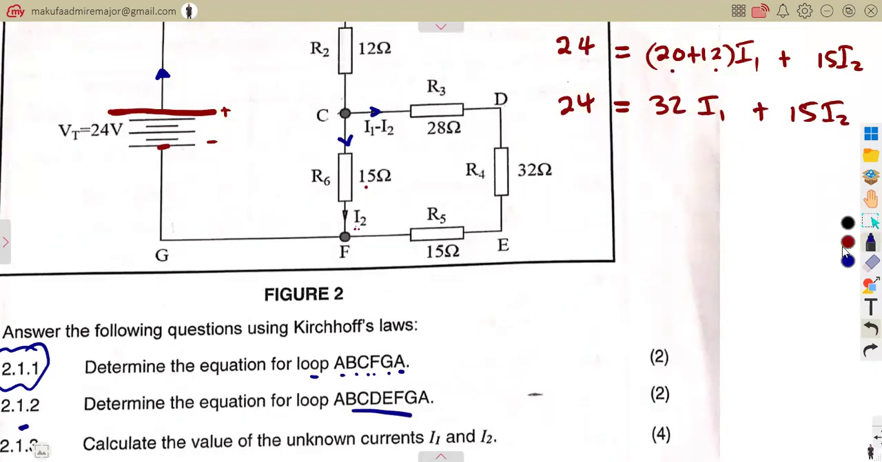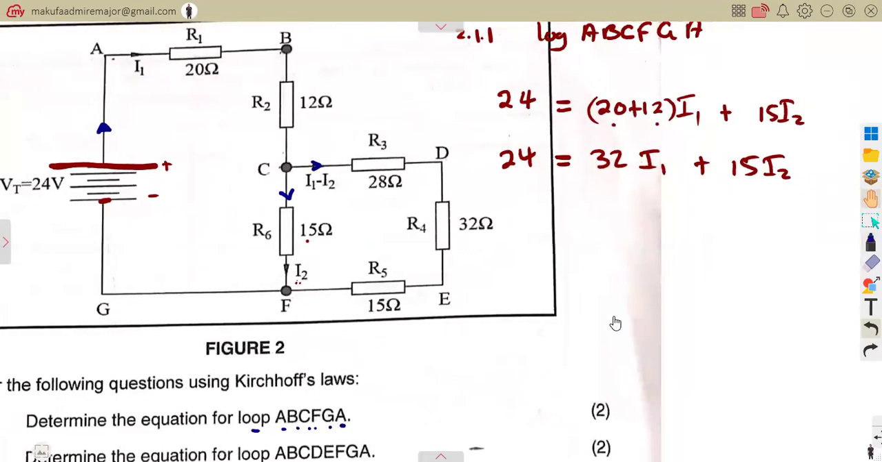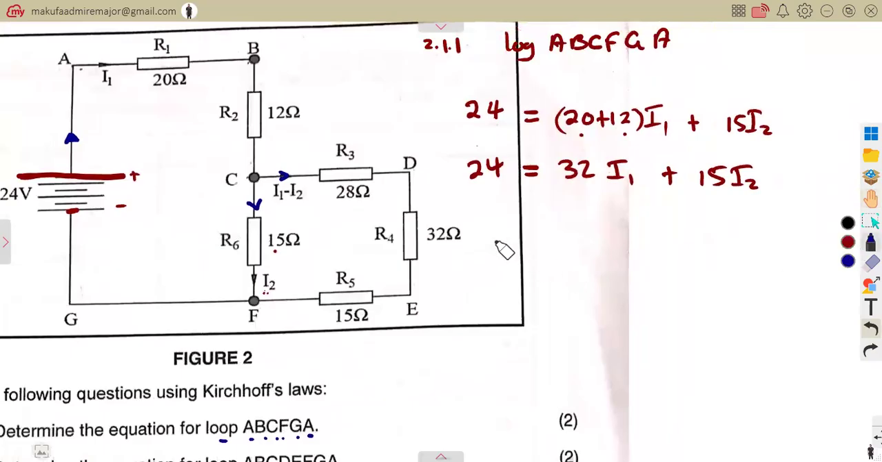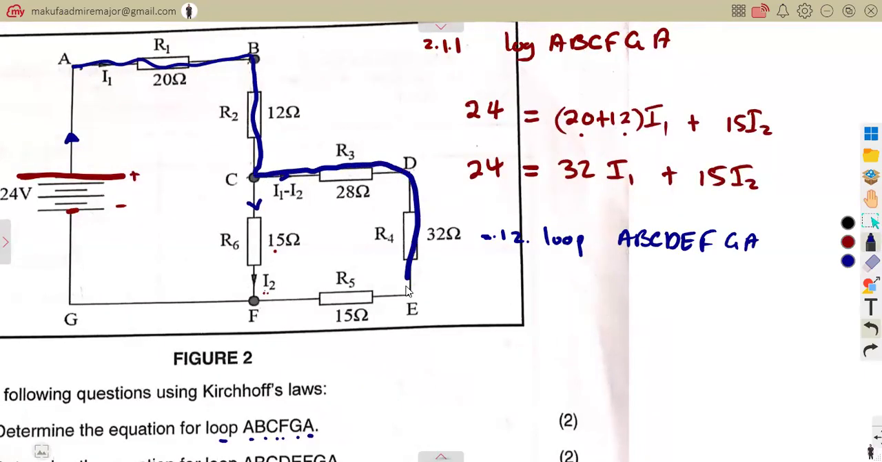Determine the equation of this loop. All right, so let's see what we are given. That is 2.12. So from this information, we have to consider the loop A, B, C, D, E, F, G, A. This is what you're given. So if you consider that as A, B, C to D to E to F to G to A, we are moving in this external way.